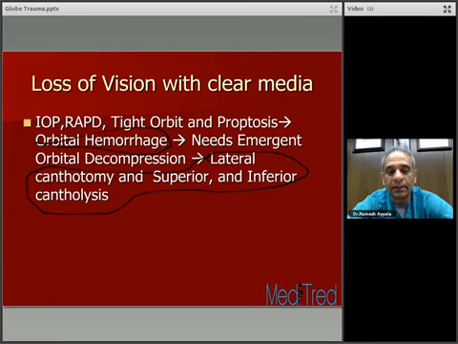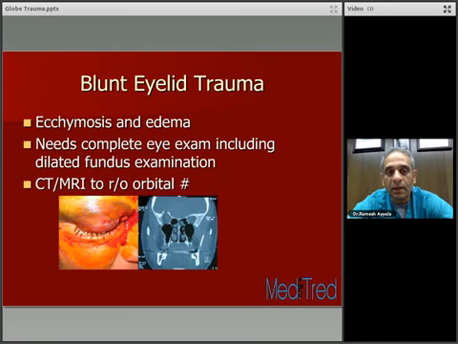So if a patient presents to you with a tight orbit and proptosis and exhibits elevated intraocular pressure and an afferent pupillary defect, remember orbital hemorrhage, and that needs to be decompressed immediately. Blunt eyelid trauma presents to you with ecchymosis, needs complete eye examination, including dilated fundus examination. And to rule out orbital floor fractures, you want to perform a CT or an MRI.